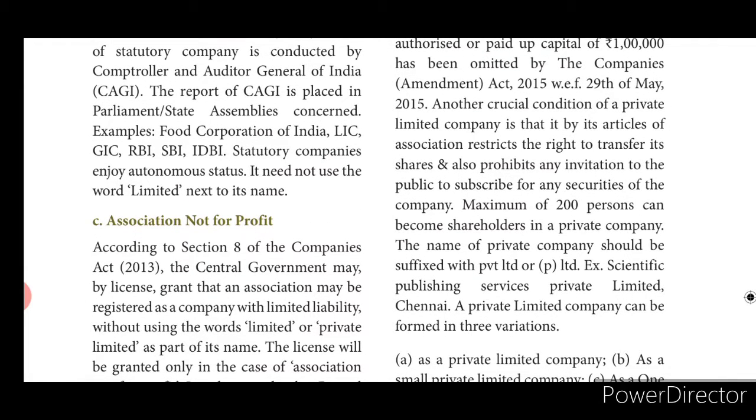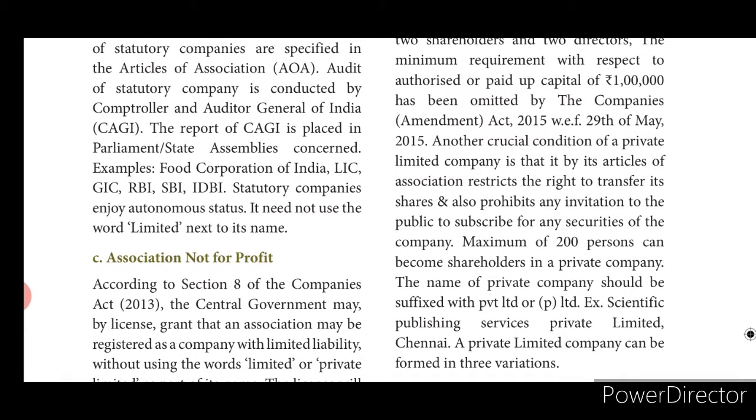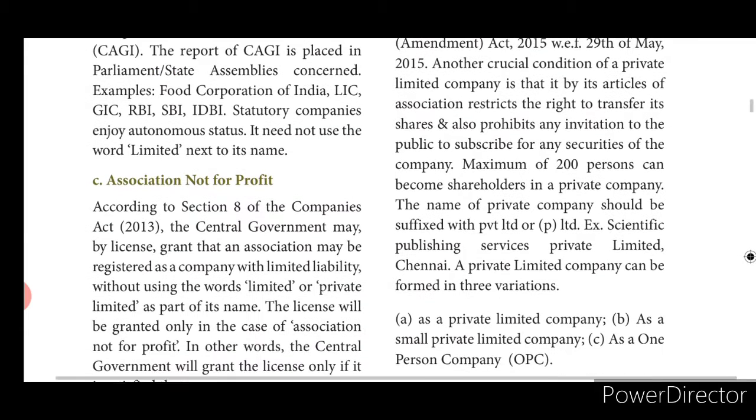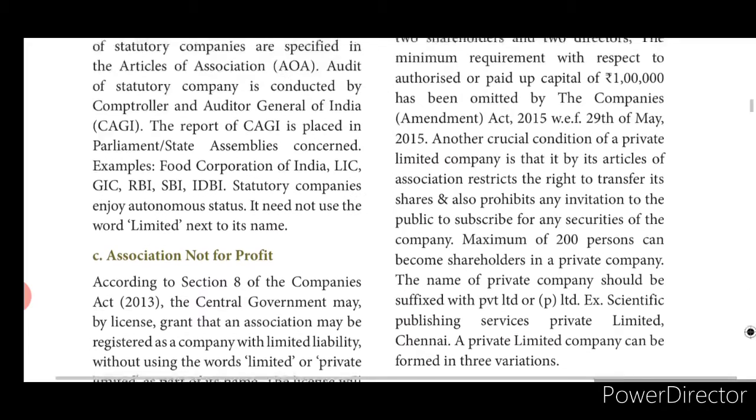A maximum of 200 persons can become the members in a private company. The name of the private company should be suffixed with Private Limited or LTD, that is limited. Okay, example, Scientific Publishing Services Private Limited. Can you see the name there? A Scientific Publishing Services Private Limited, that is in Chennai. A private limited company can be formed in 3 variations.